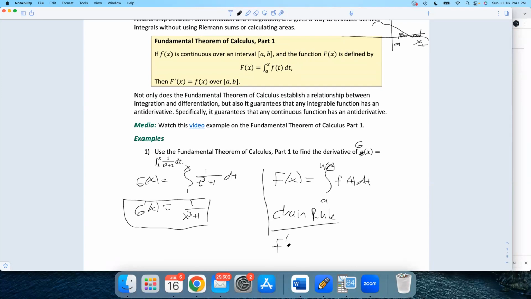Then capital F prime will be little f evaluated at u of x times the derivative of whatever this was, u prime of x. So we replace the variable in the integrand with u of x.